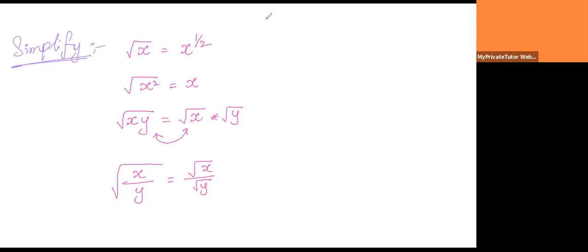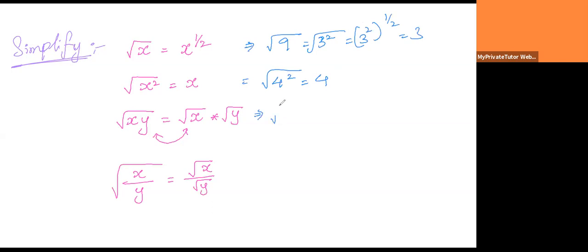Okay, let me give examples for each one. Just take a look at the board. So square root of 9 becomes square root 3 square, then 3 power 2, 1 by 2. So we'll get the answer. So this one everyone knows, square root 81, for example, or a square root 4 square, which is 4. And what is this one? Square root of, just a moment.